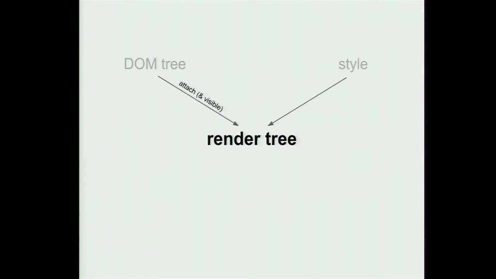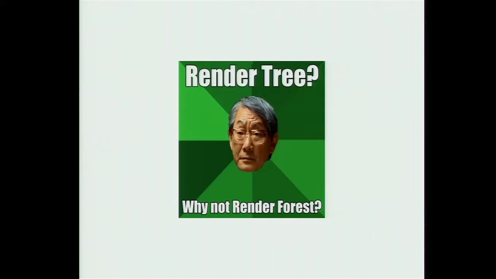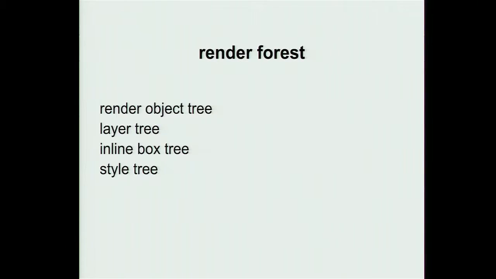So then there's the render tree. And the render tree only, well, let's see. Render tree, why not render forest? Because it's really not one tree. These are the primary structures, and again, not even close to exhaustive. There's something called render objects. We'll cover all these individually. There's layers, there's inline boxes, and there's style.